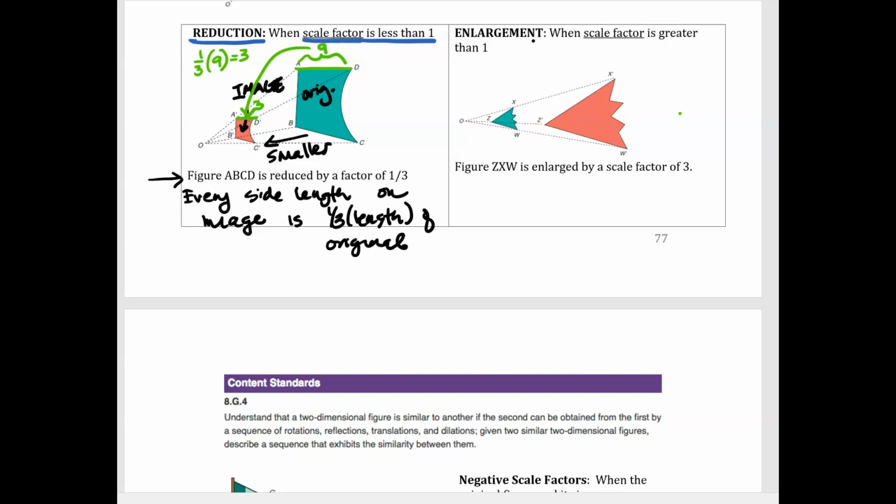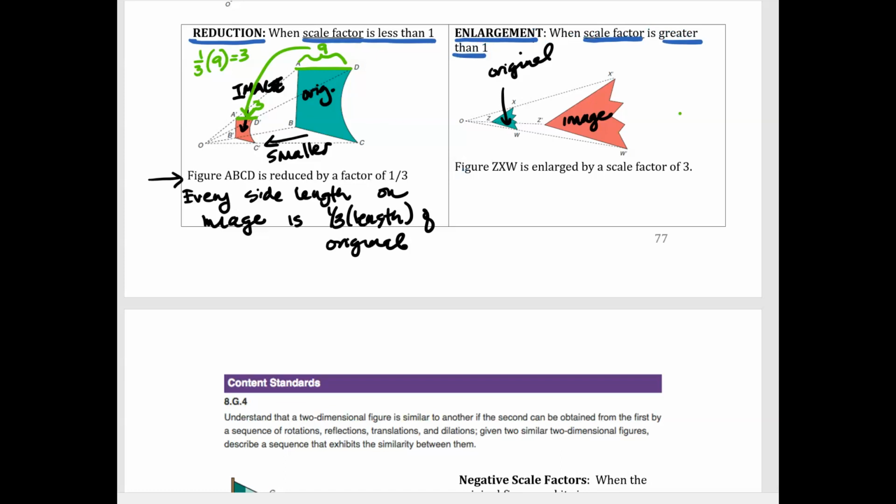Okay, so let's come over to the right. This is a different example where we've got an enlargement. Check out the figures and see if you can figure out which one's the original and which one's the image. This figure right here we're going to say is the original because we have regular letters, and this one is the image. In this case our original is getting bigger. We have an enlargement, and anytime we have an enlargement, it means the scale factor is greater than 1.